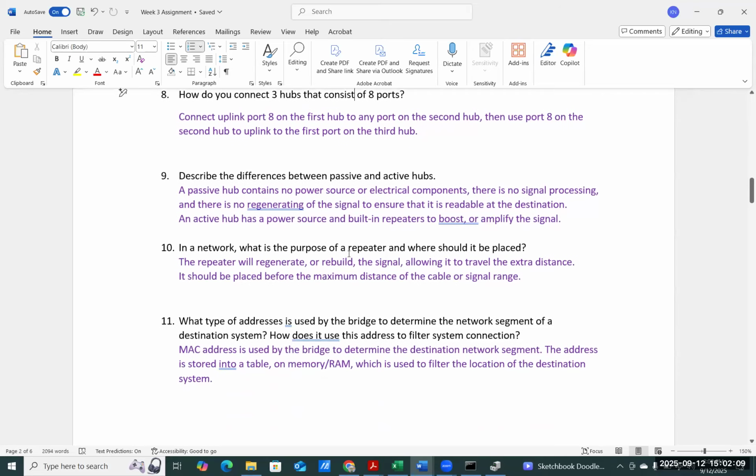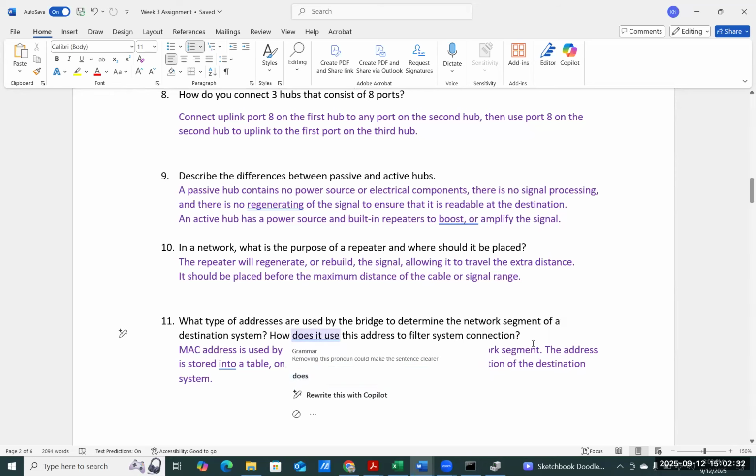Okay, so we talked about bridging earlier. What type of addresses are used by the bridge to determine the network segment of the destination system? And how does it use this address to filter the system connection?